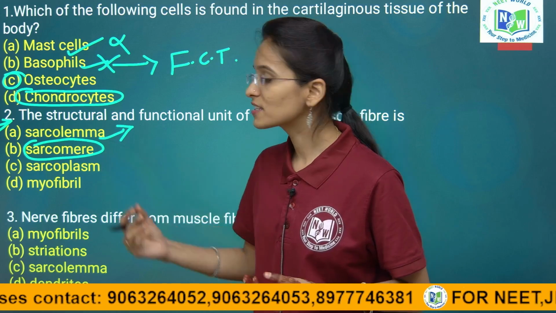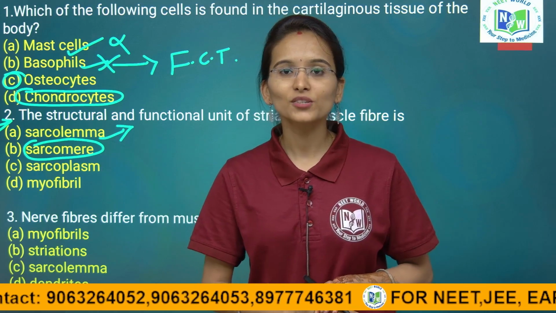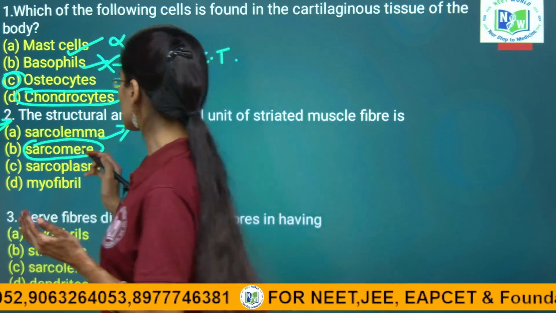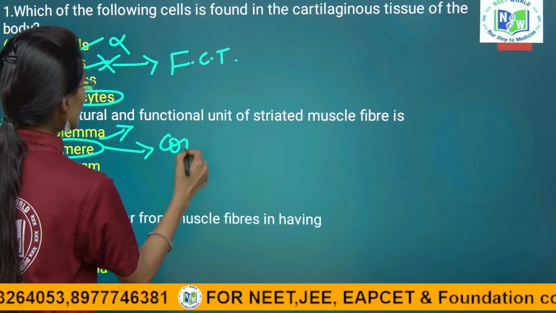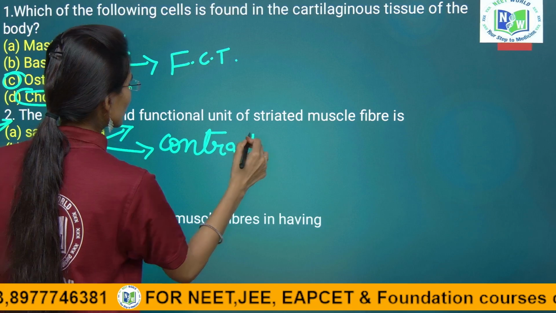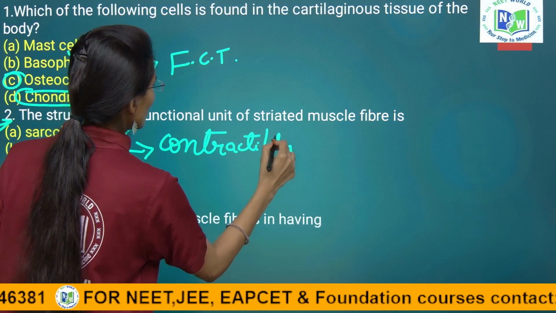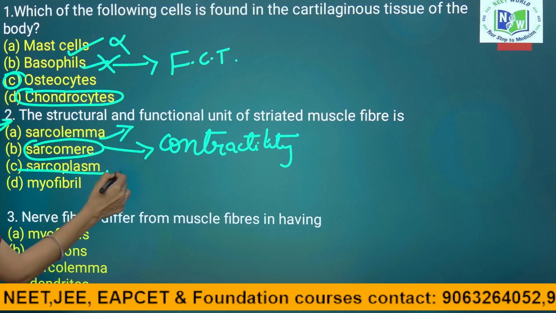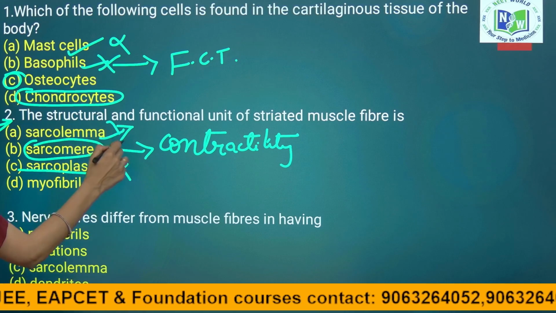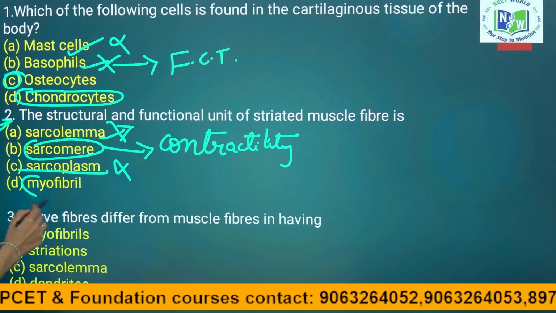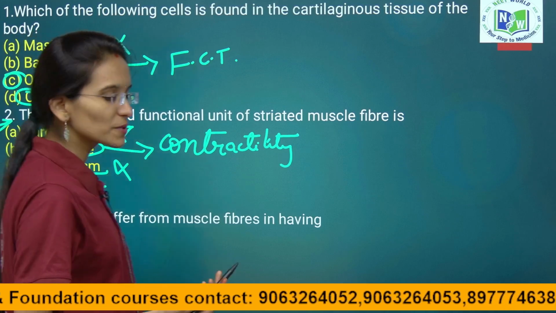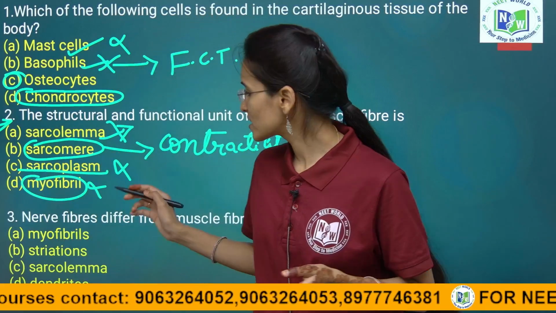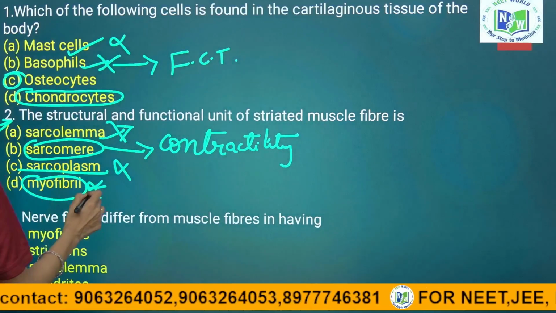Sarcomere is the functional unit of the muscular tissue. It is involved in the contractile function, it is involved in contractility. Coming towards option C, sarcoplasm, it is actually the cytoplasm of the muscle cells. It will be the wrong option, and option A is also wrong. Option D is the myofibrils. Myofibrils are only present inside the muscle cells, so this is also the wrong option.